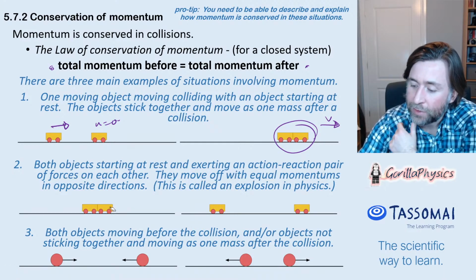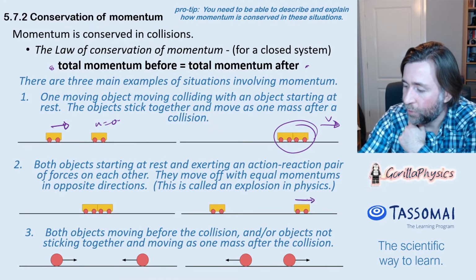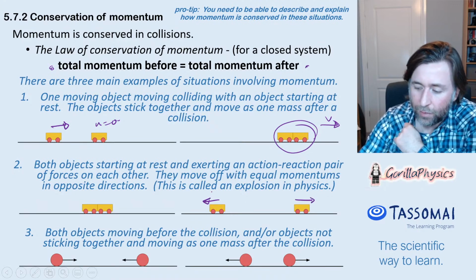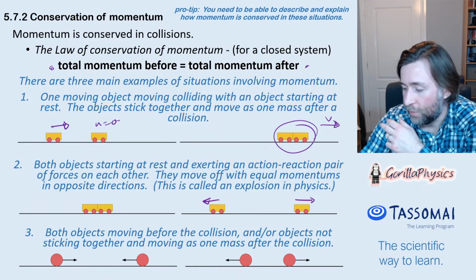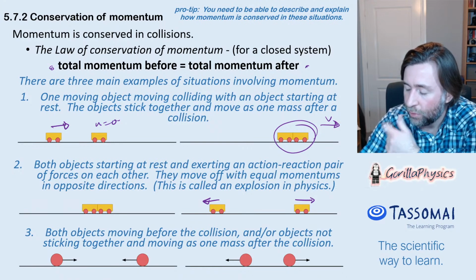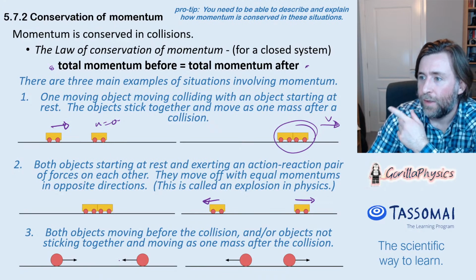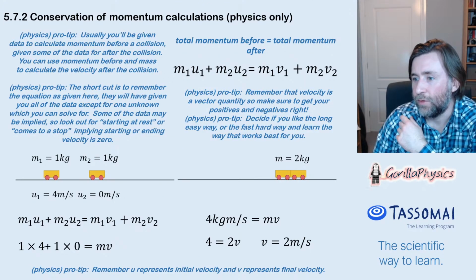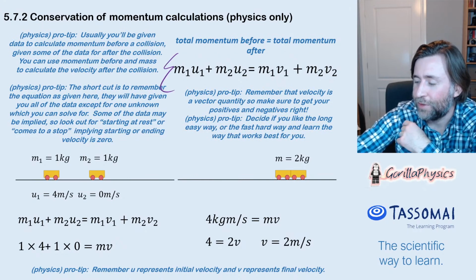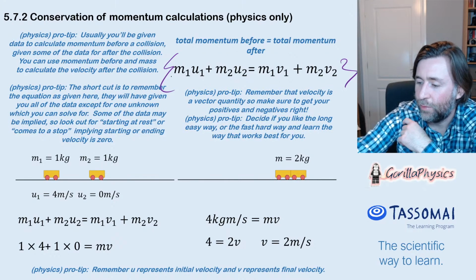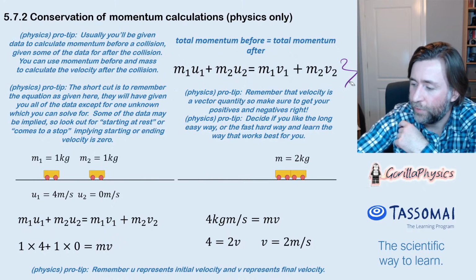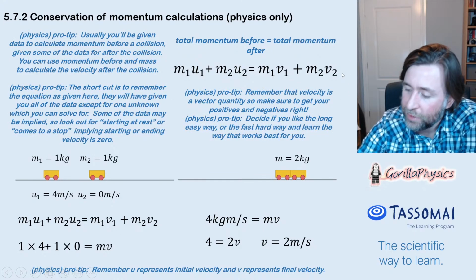Or maybe both of them are starting at rest, and afterwards they're both moving away from one another. So the initial momentum was 0, and they have equal but opposite momentum afterwards. Or a really difficult one would be that they actually collide and then move away from each other. And what they're always going to do is give you all of the information in this equation apart from one thing, and ask you to work that out. So this is a good one to remember.